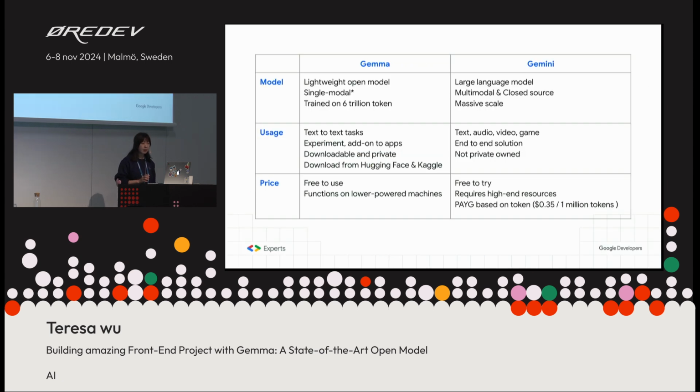A bit of comparison: in terms of the model, Gemma is lightweight. It's a single model. It doesn't support audio, video, animations, all that. It's text-based. You can use it for experiments to add on to your application, and you can download it. And again, it's free to use. Whereas with a lot of other products, for example Gemini, you can use it for free to try, but in your own production environment, they charge you based on the hits, the API access.